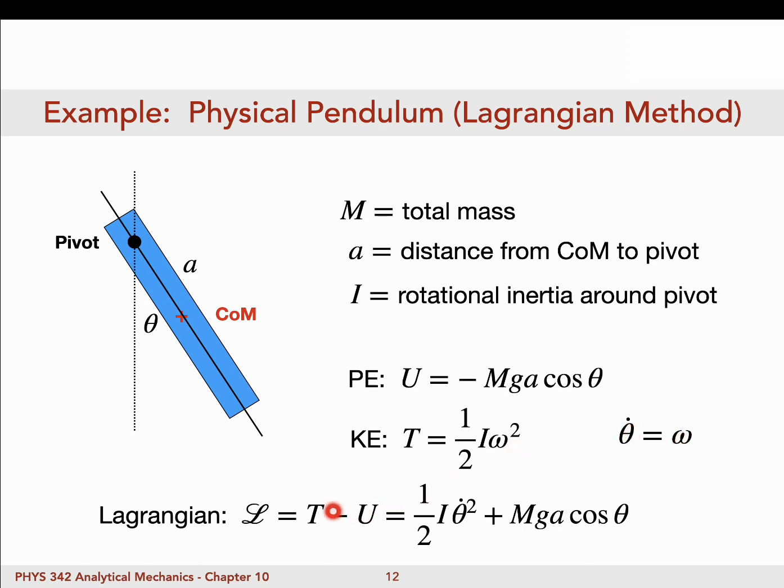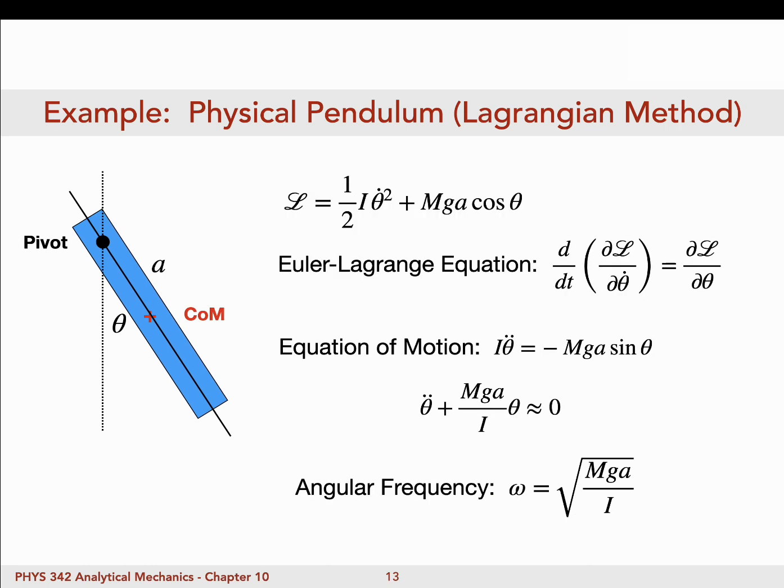So this becomes the Lagrangian down here. The Euler-Lagrange equation for theta would be this. Once you plug the Lagrangian into the Euler-Lagrange equation, this is the equation of motion. It's the same equation of motion we just saw. So whether you like to work using energies or forces, you get the same result. Again, use the small angle approximation, you get this, and you get the same angular frequency.